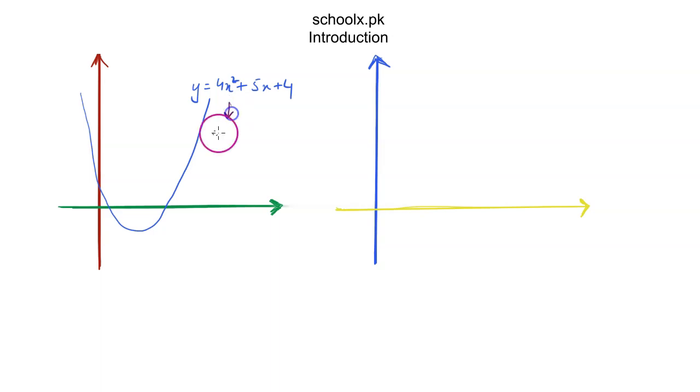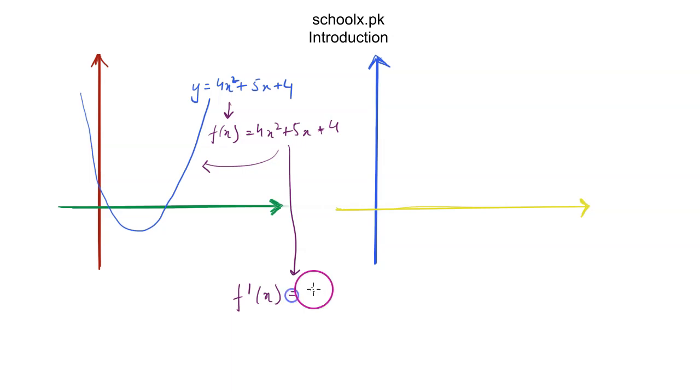Let's say this is our f(x) = 4x² + 5x + 4, and this is its graph. It's a parabolic graph. Now if I take the gradient of this function f(x), I'll have to write f'(x). This will give me 8x + 5. So basically this is the gradient equation of this graph.